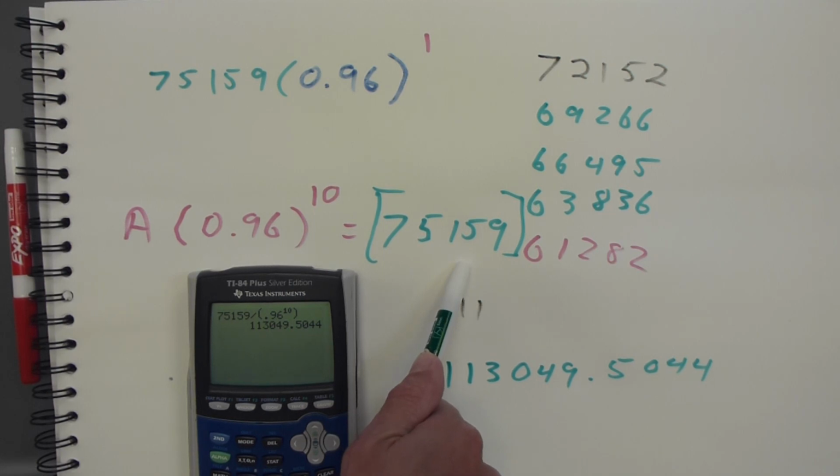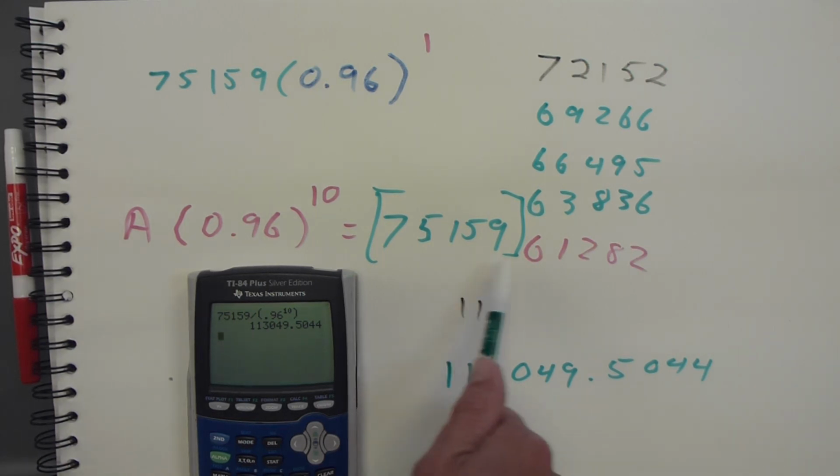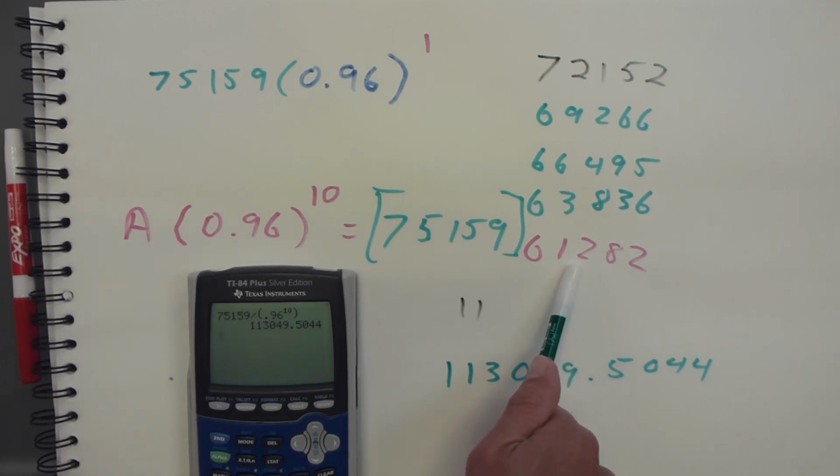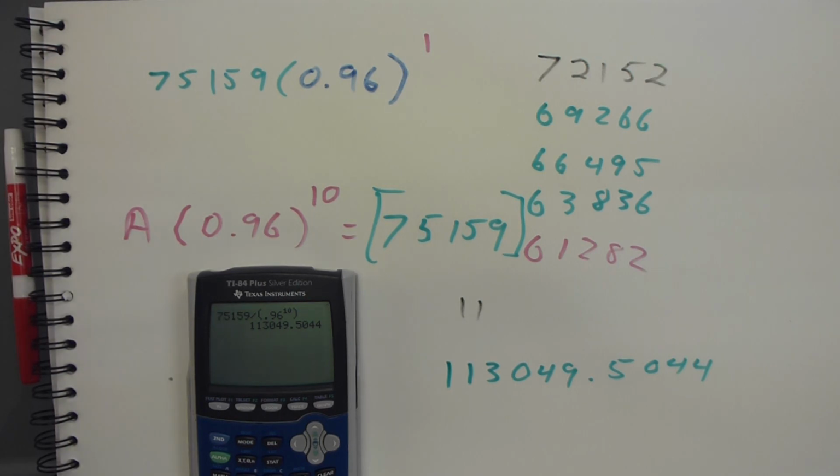So I hope that clears up a little bit of the confusion. I just had to read it through a few times, and then our best bet for what they actually wanted was the where are we going? 61,282. That's right here.